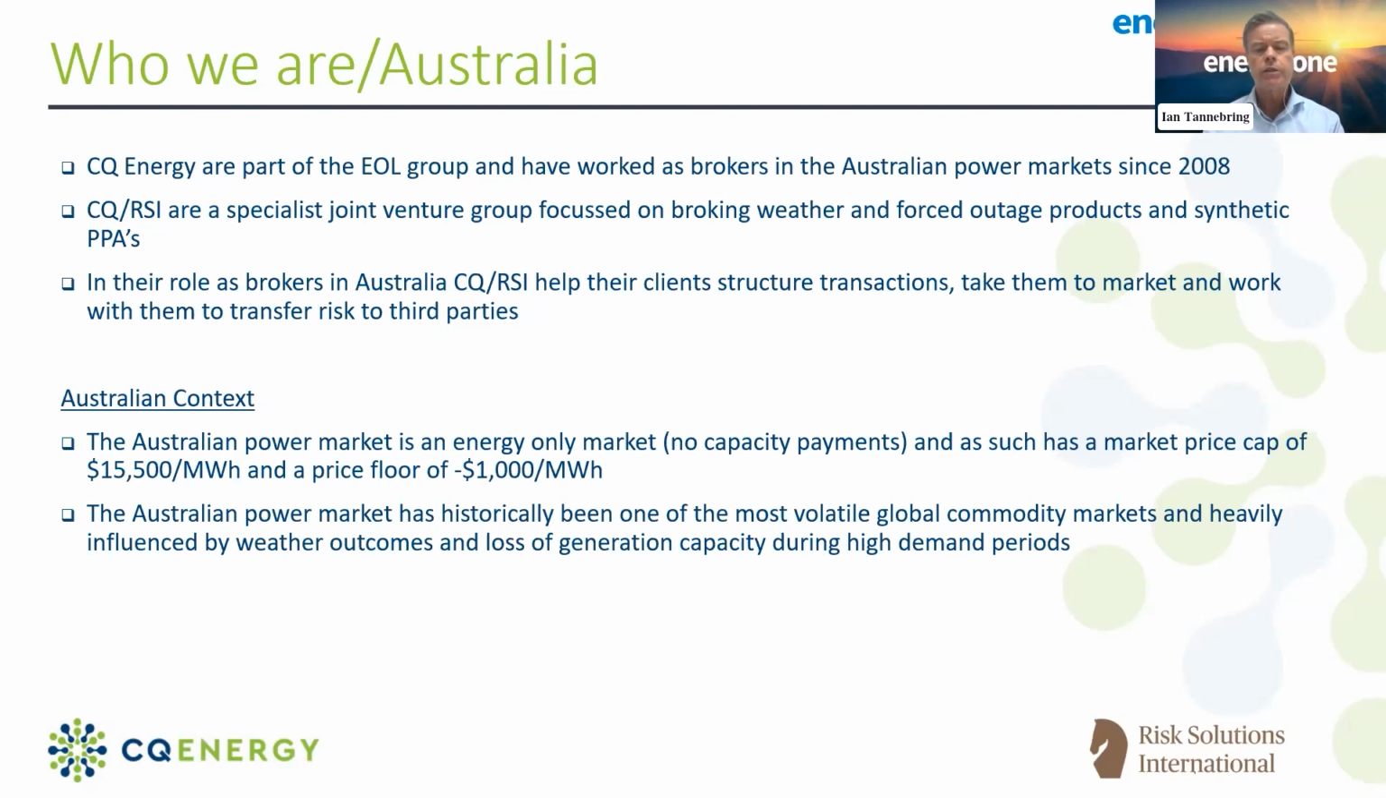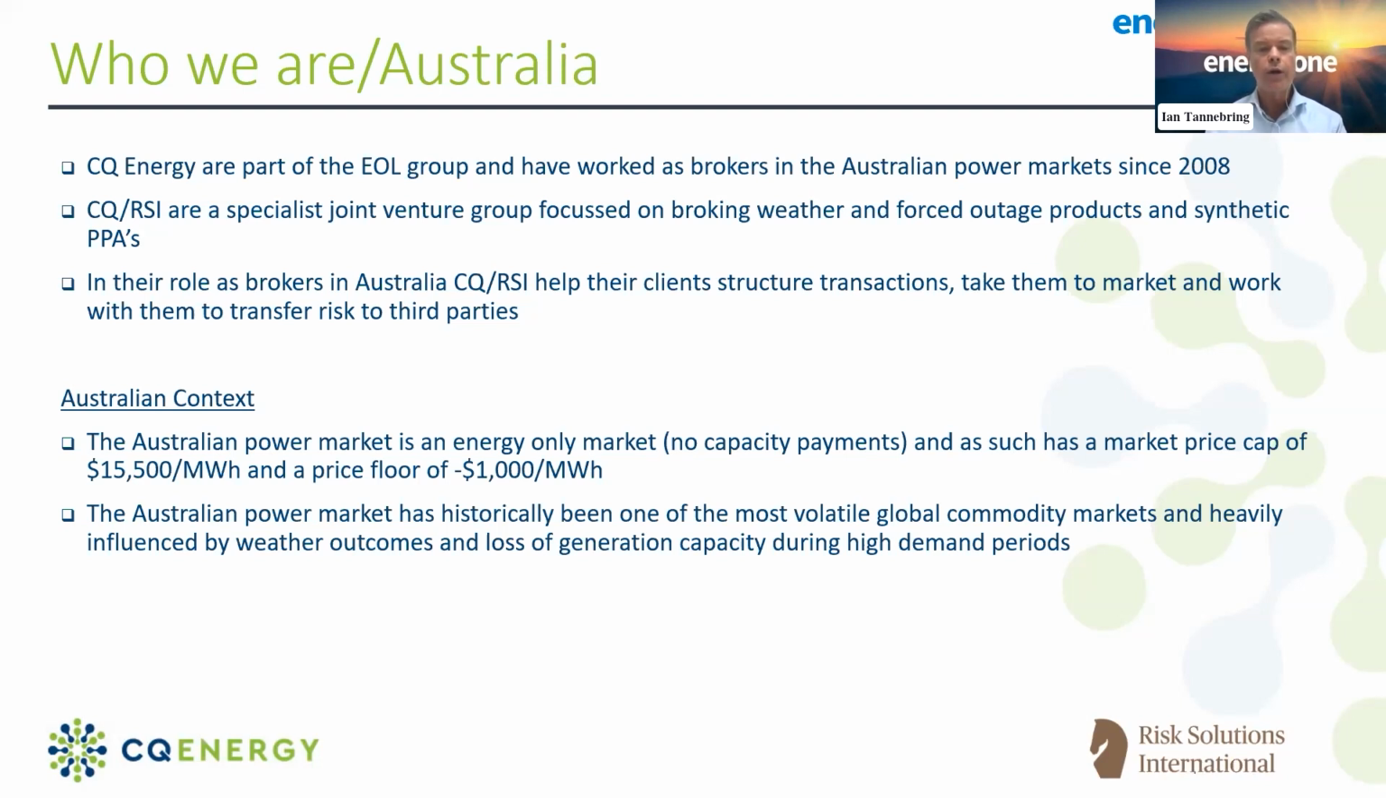In terms of the Australian context and why there's been such a large uptake of weather and forced outage products down here, the Australian power market is an energy-only market. It doesn't have any capacity payments as such. As a result, you have a market cap price of $15,500 a megawatt hour and a floor price of -$1,000 a megawatt hour. It's quite typical in this market, certainly during our summer period, to have extreme temperatures and significant volatility. So we do see prices get to this sort of level, the $15,500, which is why people tend to look to buy these types of products to manage extreme weather events or manage the risk of losing generation capacity on the wrong day.